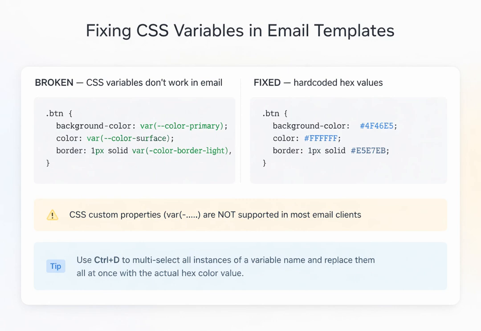For example, replace var(--color-primary) with the actual hex code, like #4f46e5. A handy trick here is to use Ctrl-D in your code editor to multi-select all instances of a variable name at once, then paste the real color value in one go. The instructor walked through this for primary color, primary light, surface card, border light, and text soft, replacing each one. The rule of thumb is keep your color palette to 2 or 3 values maximum in an email. Using too many different variables makes the template messy and harder to maintain.